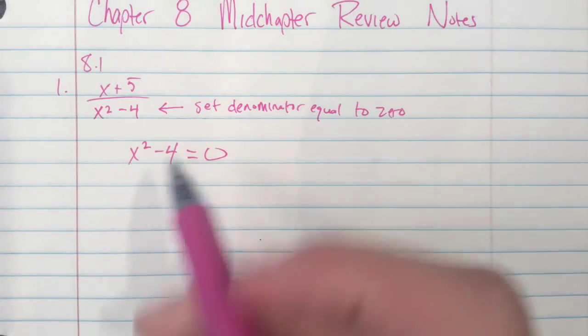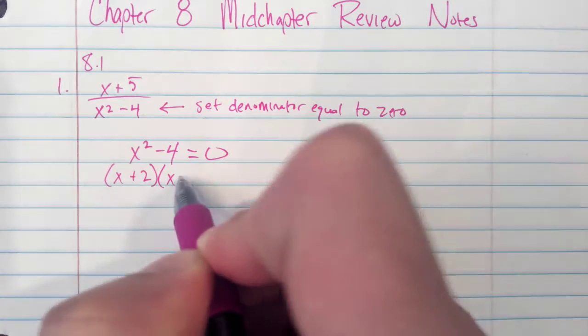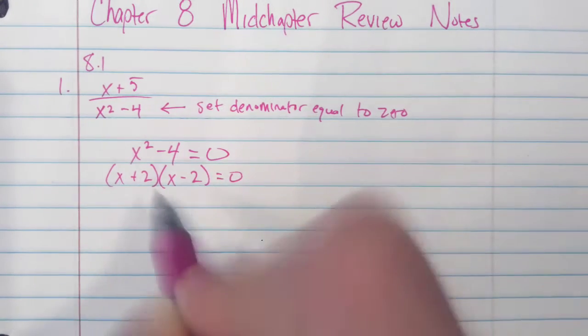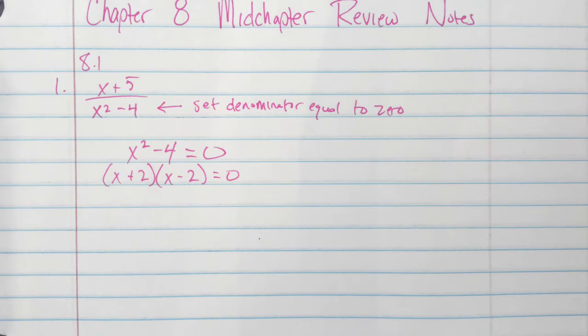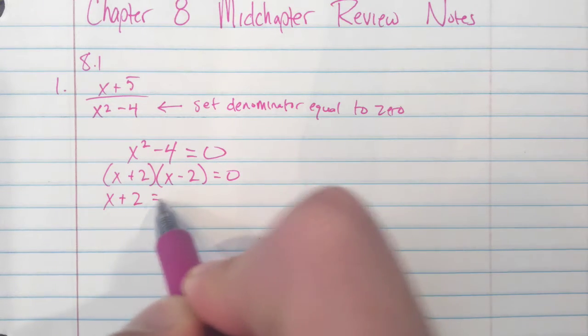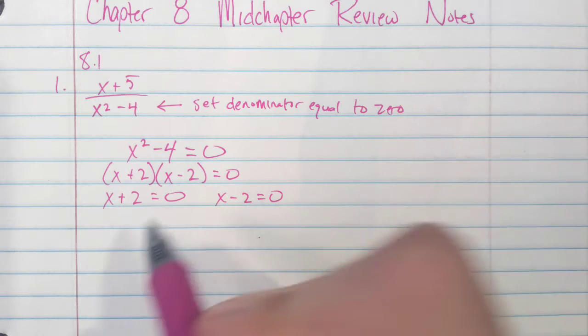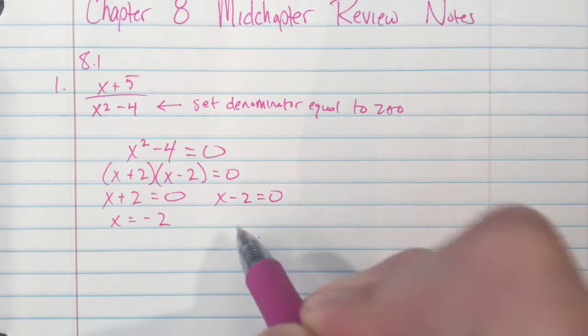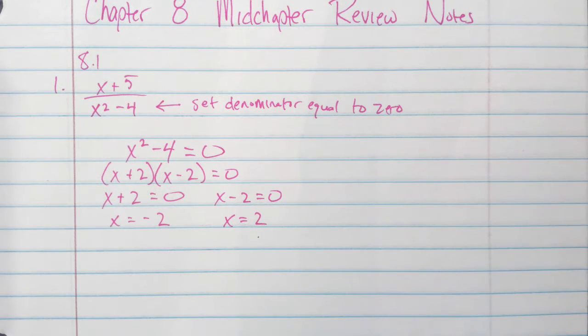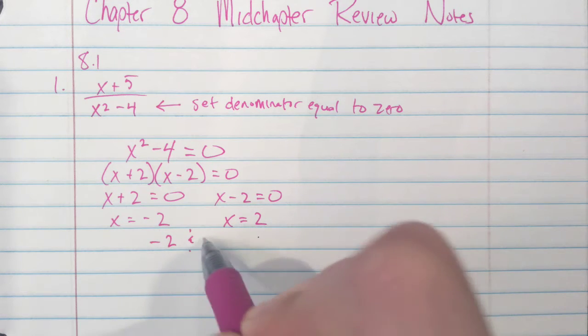You should recognize that that's a difference of squares, so it factors very easily to the square root of each term, one positive, one negative. Once you've got that denominator completely factored, you're going to set each factor individually equal to 0. And looks like x would be negative 2, and x would be positive 2 on that one. So what are the values that you can't have? Negative 2 and positive 2.